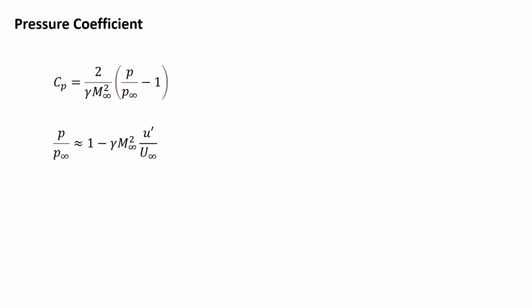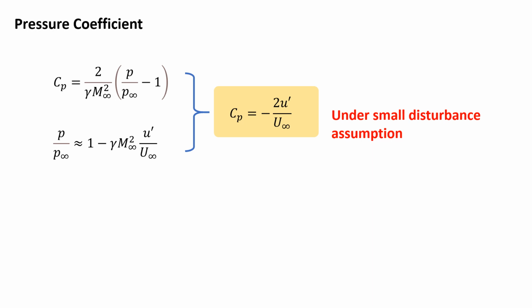Okay, now we have the pressure coefficient and the pressure ratio, and we just replace the pressure ratio in Cp by the actual pressure ratio, and then we can find Cp equals minus 2 U prime divided by U infinity. So this is a very neat relation, but we need to remember it was derived on a small disturbance assumption. So you can see now we get the pressure ratio. You may wonder why we need the pressure ratio, and we'll see the answer later.